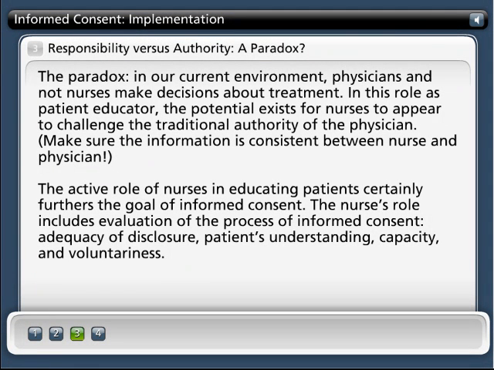Responsibility versus authority. A paradox. There is a paradox between responsibility and authority. In the current environment, physicians and not nurses make decisions about treatment. In this role as the patient educator, the potential exists for nurses to appear to challenge the traditional authority of the physician, which is why I mentioned that information should be consistent among the entire clinical team.